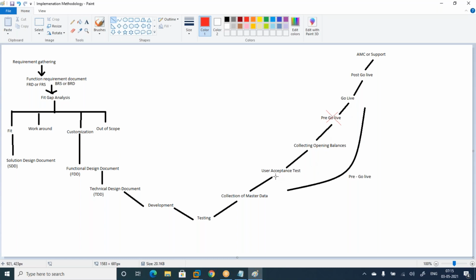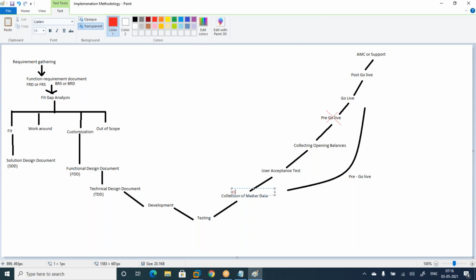User acceptance started, like suppose the timeline is 30th of June. That means 1st of July. From 1st of July, we are going to implement this product. Then user acceptance test should be done at least 1 month ahead. That means from June 1st, we need to start. At that time, it's a little bit complex to collect the opening balances. Of course, here also I can collect opening balances. Yeah, you're right. Partially, you can collect opening balances.